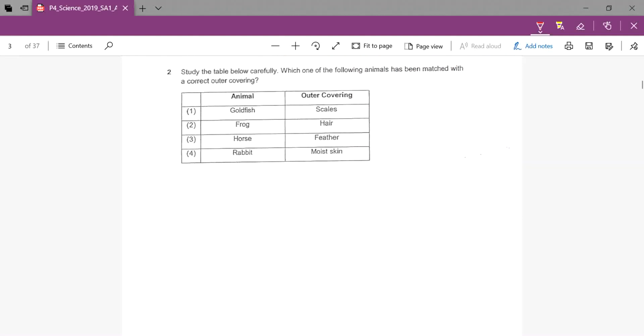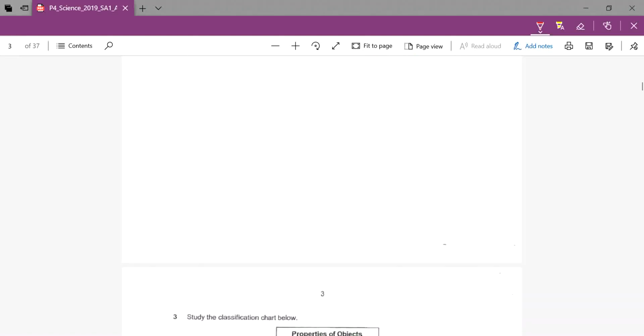Question 2. Study the table below carefully. Which one of the following animals has been matched with a correct outer covering? You have goldfish with scales, yes. So that's the answer. Frog with hair, no. It is with moist skin. Horse, no. It is fur or hair. Rabbit with moist skin, also not true. Rabbit has fur. Both of them are mammals, right? Horse and rabbit.